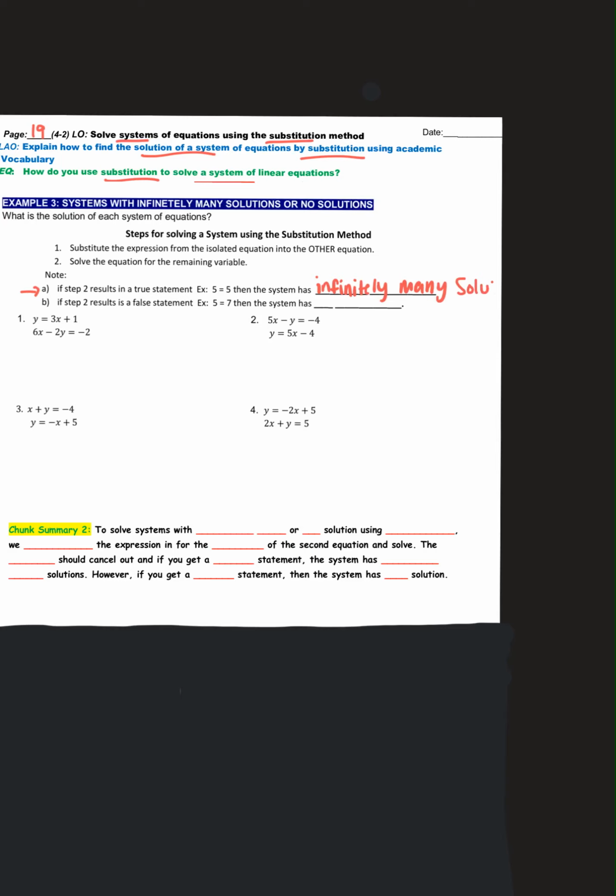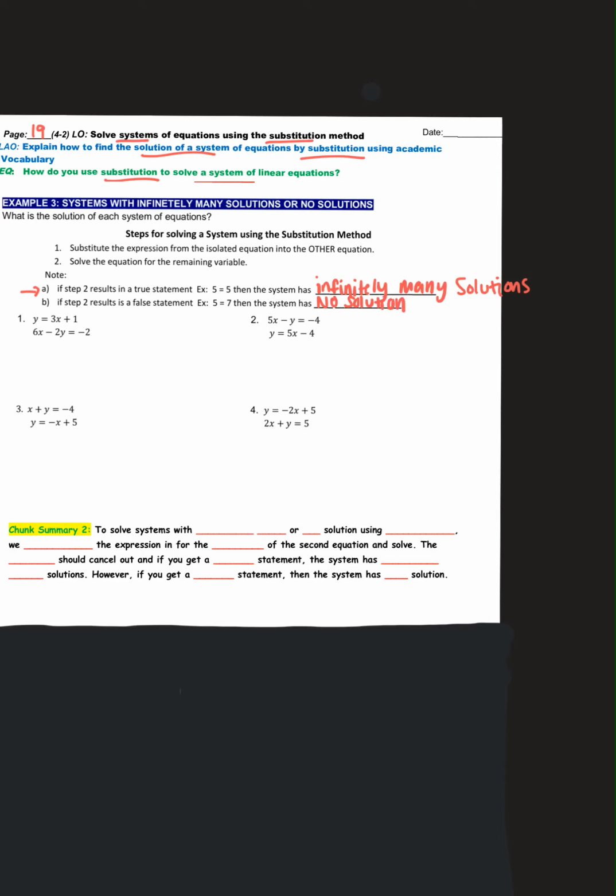I ran out of room. Sorry, guys. Okay, so then if step 2 results in a false statement, example, 5 equals 7, then the system has, well, does 5 ever equal 7? Well, if you have a $5 bill, it will never equal $7. It just won't. So that means that there will be no solution if you get a false statement.